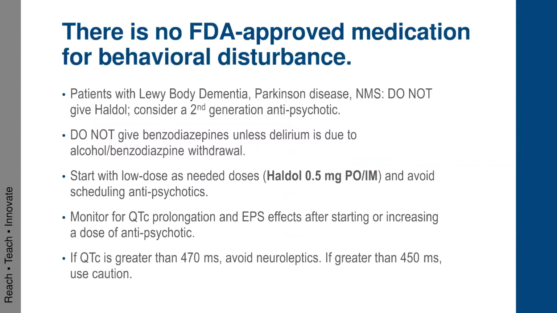Some patients will have more problems with antipsychotics, like patients with Lewy body dementia or Parkinson's. You may want to use a second-generation antipsychotic. And you do not want to give benzodiazepines for agitation related to delirium unless you feel that it's due to alcohol or benzodiazepine withdrawal. There are many other antipsychotics that are out there, especially if the patient will take oral medications. For example, aripiprazole is not thought to increase the QT interval as long as some of the other medications, and some may have less extrapyramidal side effects and thus be safer for patients with Lewy body dementia or Parkinson's, like quetiapine.